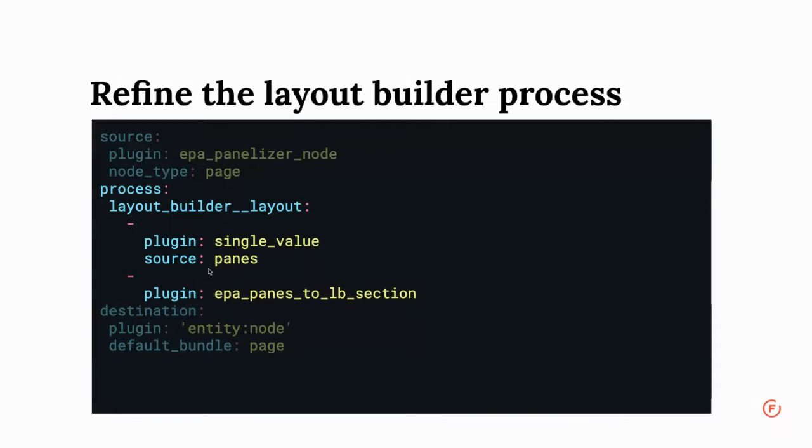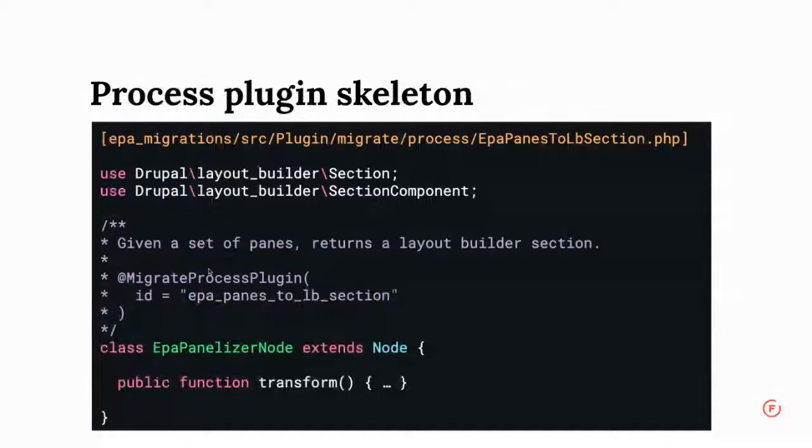All right, so here's a skeleton for a process plugin. Again, this is an annotated plugin, and we're giving this an ID of EPA panes to layout builder section. It's the same kind of place in the custom module, with the only difference being that instead of a source plugin, we're now looking at a process plugin. I wanted to call out two of the classes that we're using in this method. One is called Section, that's the Layout Builder section, and another is called SectionComponent.